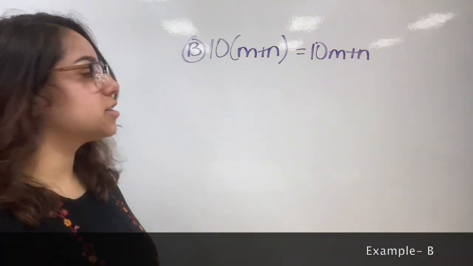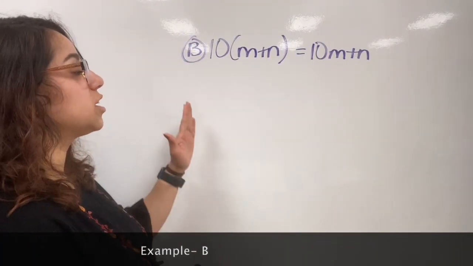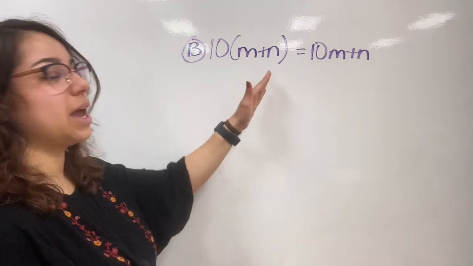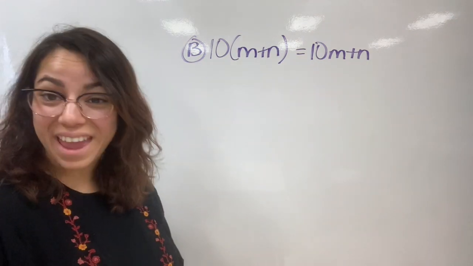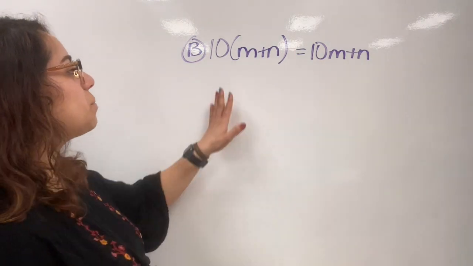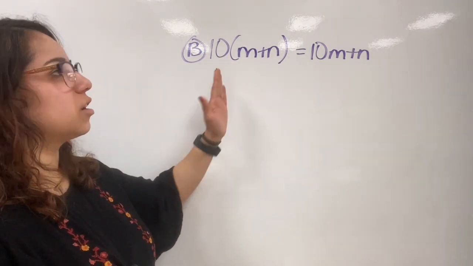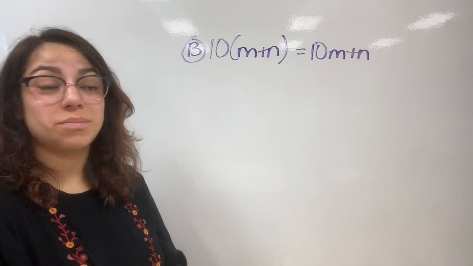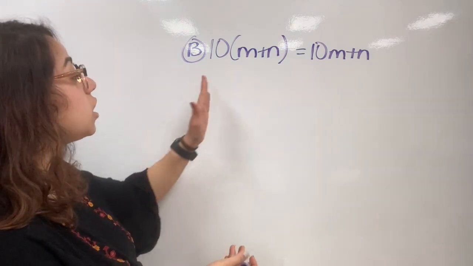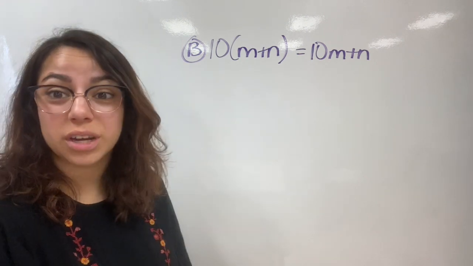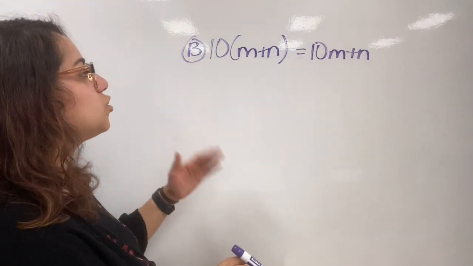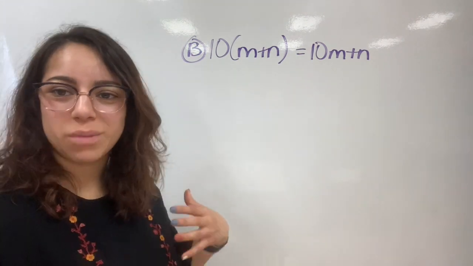All right, guys, here is example B. They have 10 on the outside of the parentheses with m plus n on the inside. Is that equal to 10m plus n? We're going to figure this out. Now, remember, when numbers are right next to certain things in math, that means that we are multiplying. So here, because the 10 is on the outside of the parentheses, but right squished next to it, we are going to be multiplying, but we're going to do what I call rainbow. We're going to rainbow it out.